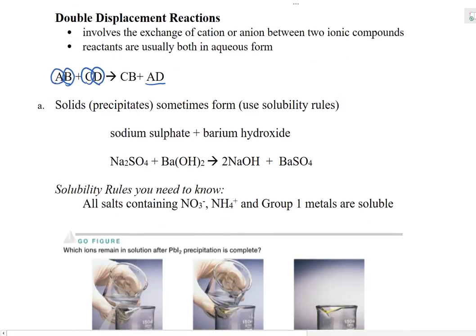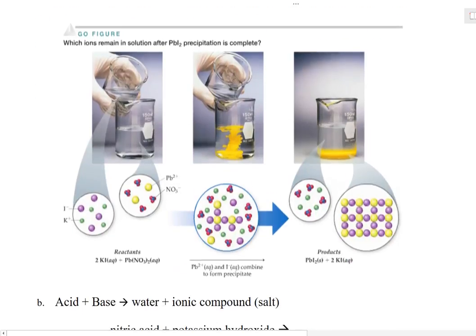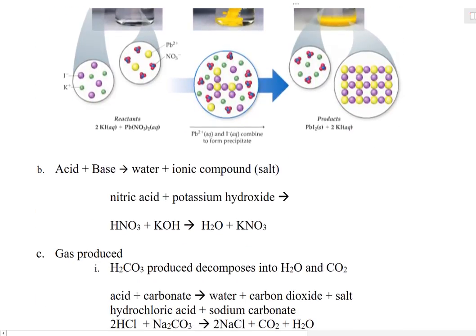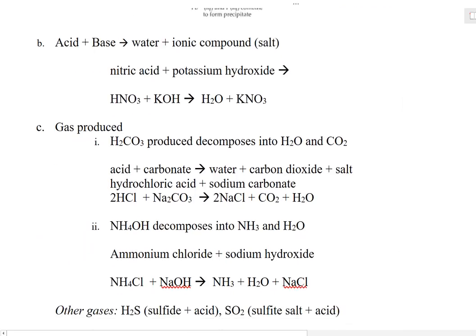There are three different specific types of double displacement reactions that we're going to look at. We're going to look at ones where solids are formed, or precipitates. We're going to look at acid-base reactions, and we're going to look at gas production.